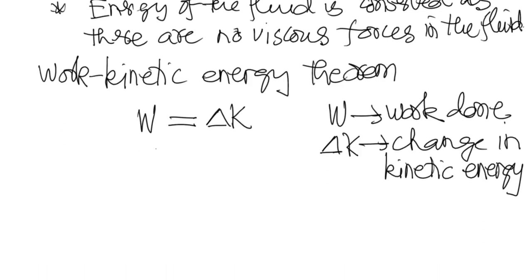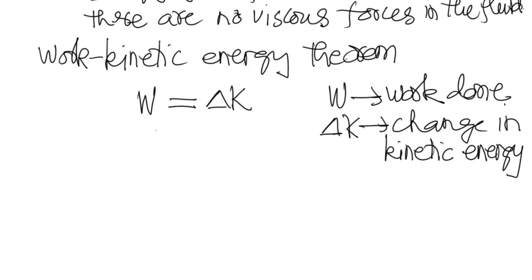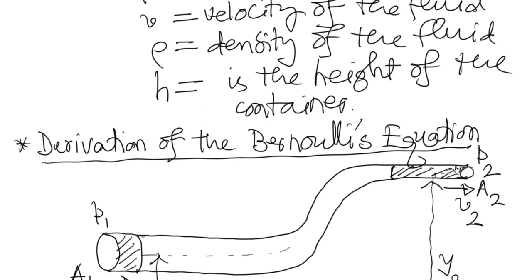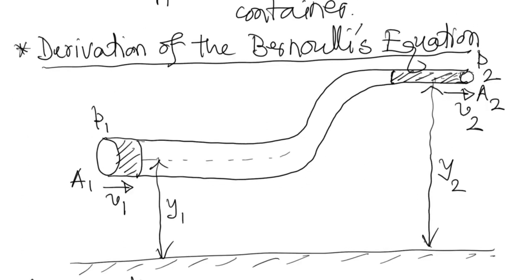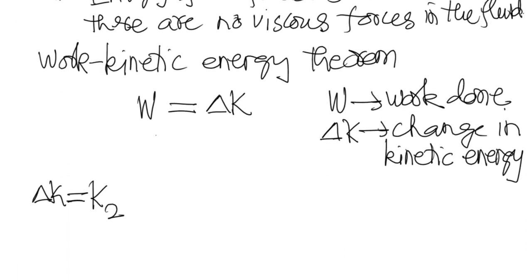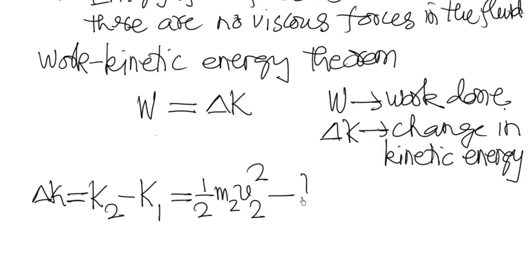Now what is delta K? Change in kinetic energy. K2 is the kinetic energy at the exit point, and K1 is here, kinetic energy. So K2 minus K1, and this one is 1/2 M2 V2 square minus 1/2 M1 V1 square.